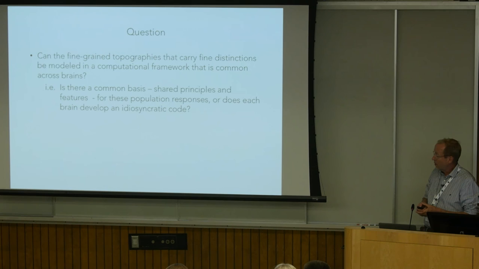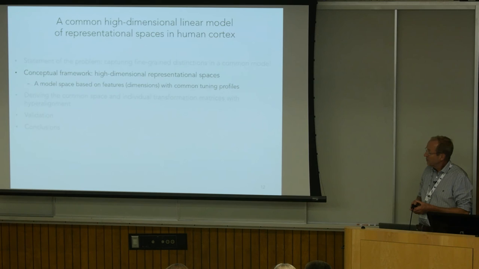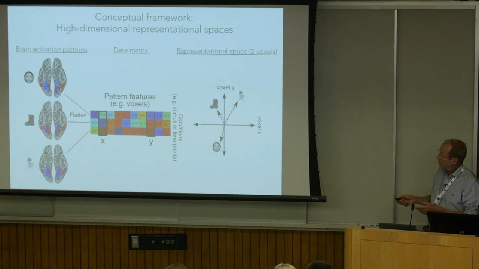Starting in 2008. So the framework that we use is that of a representational space, and this is actually quite simple, but it's abstract. A pattern of activity is usually shown as a pattern on the cortical surface. So this is the response to faces, this to shoes, this to chairs.